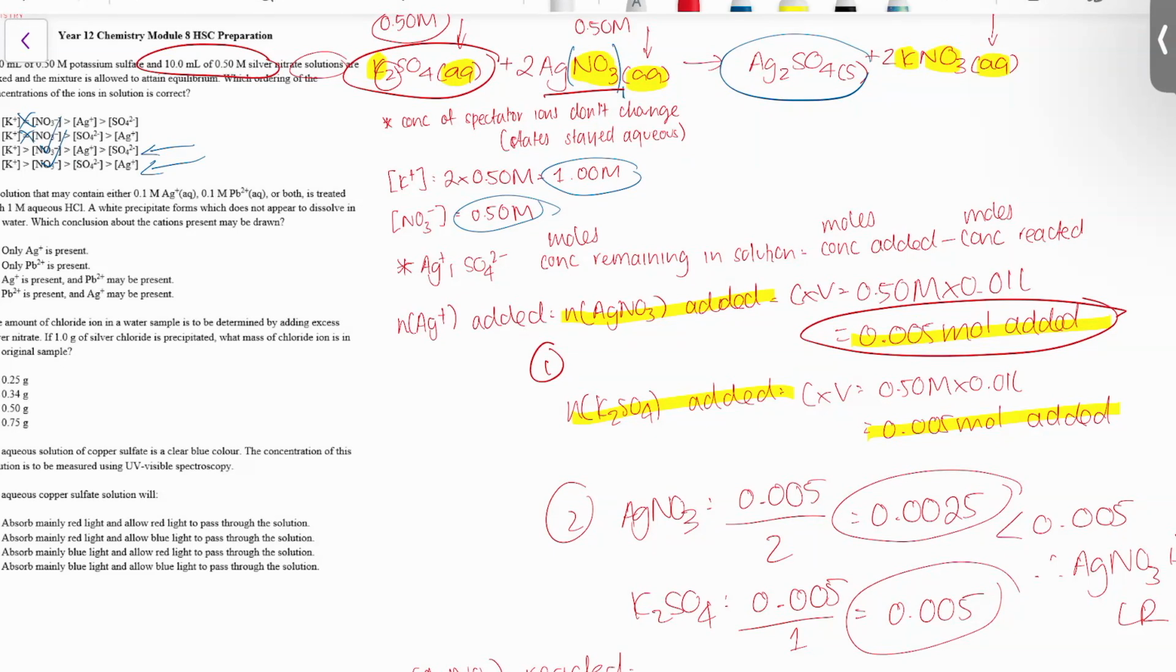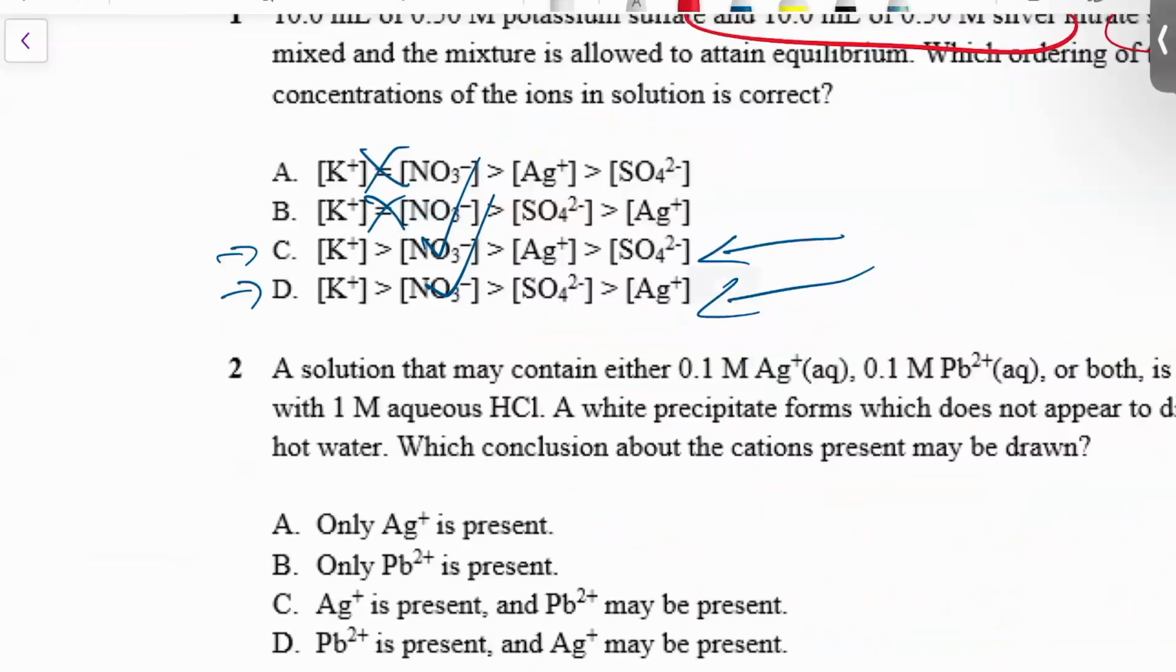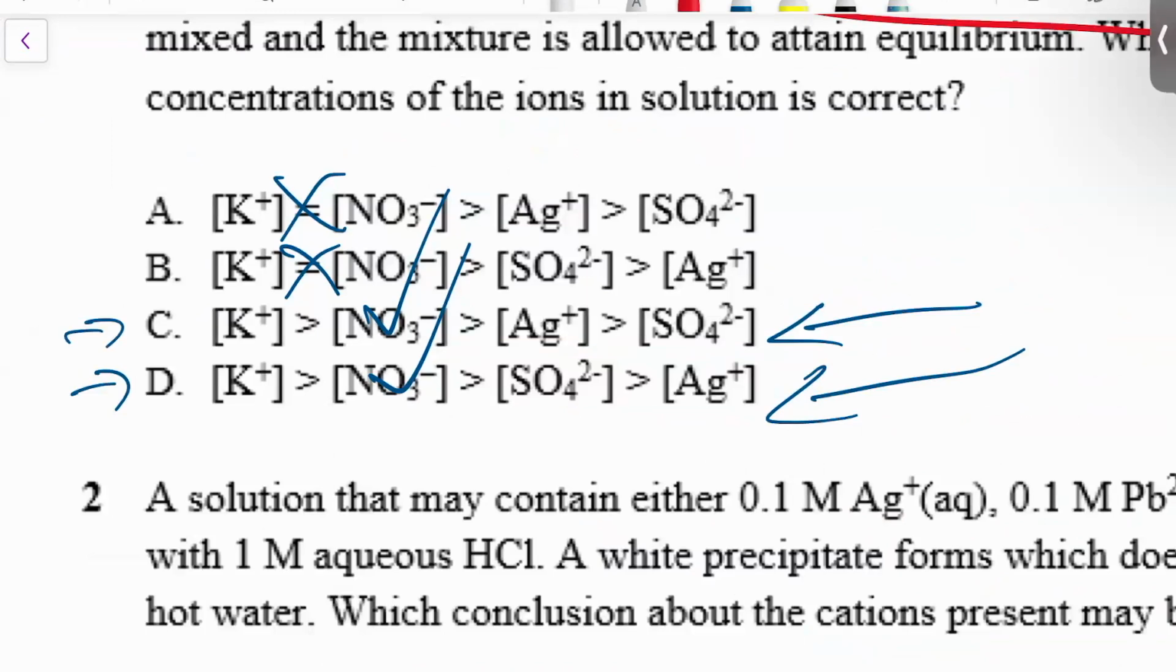What does it mean to be the limiting reagent? Good. The limiting reagent is the one that's all gone. So we've already crossed out A and B. Out of C and D, what's the answer? I can get to the answer without calculating concentration. D. Good.